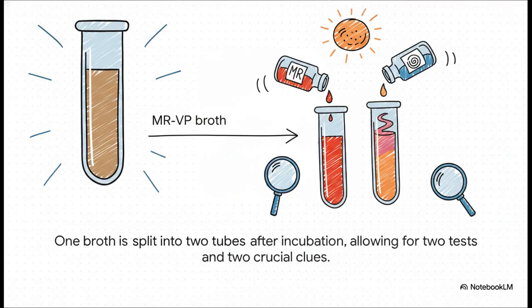And the process for this, it's actually super elegant. Scientists grow the bacteria in just one MRVP broth. After it sits and incubates for a while, they just split that one sample into two separate tubes. They add the MR test chemicals to one and the VP chemicals to the other. So from one sample, they get two incredibly powerful clues.